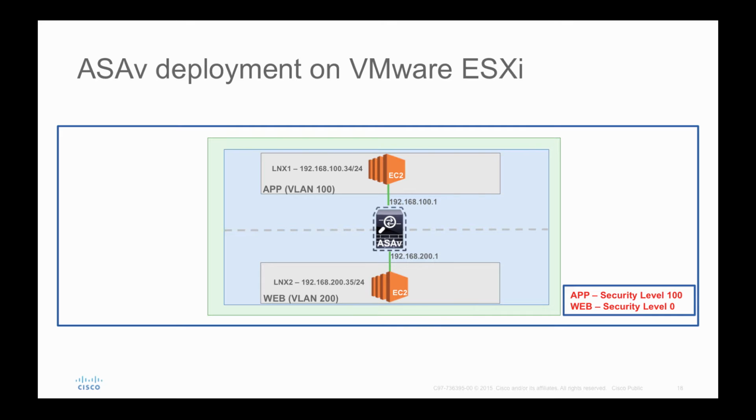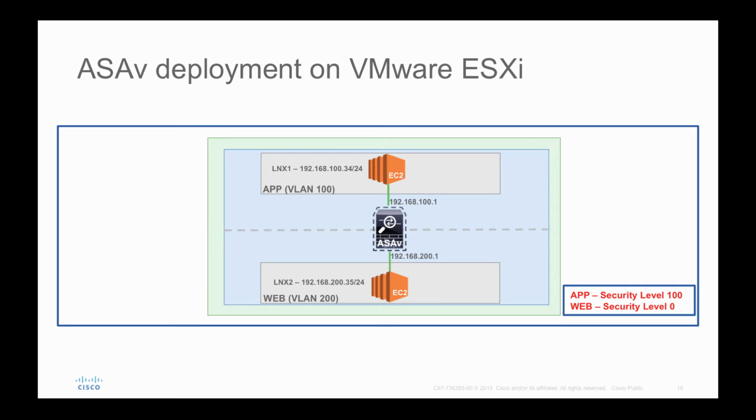I have placed one Linux box in each subnet. So Linux 1 server is 192.168.100.34/24 network, and Linux 2 is 192.168.200.35/24. Security level of app DMZ is 100, web DMZ is 0.